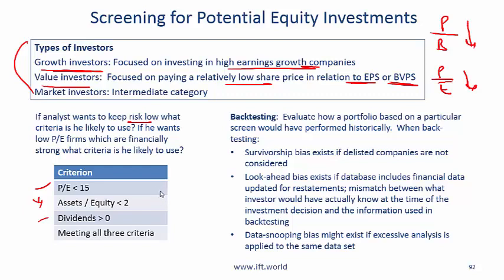When you come up with a screen and you say that, okay, based on this screen, here are the stocks that I'm going to buy, one of the things that you should do is backtesting. You should say that if I had used the same screen to buy something 3 years ago, for example, then how would that portfolio have performed? So the process of doing that is called backtesting. Evaluate how a portfolio based on a particular screen would have performed historically. And then when doing backtesting, you need to be aware of survivorship bias, look-ahead bias, and data snooping bias. On this slide, I've summarized the line or two that you need to know about each of these biases.